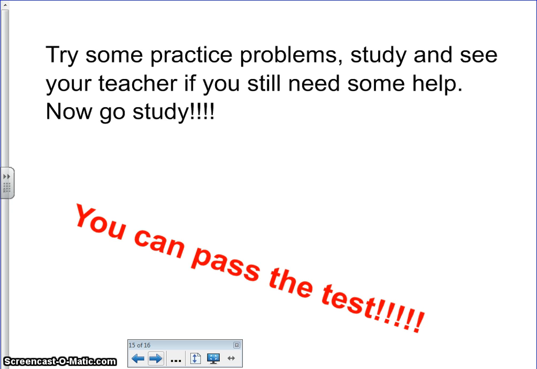So that's everything that you need to know about direct and inverse variation. Please see your teacher to get some practice problems as you prepare for the SOL test. Keep working hard. You can do this.